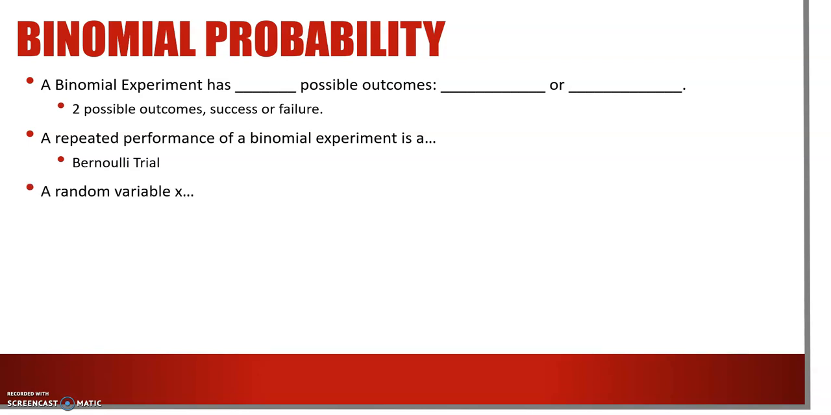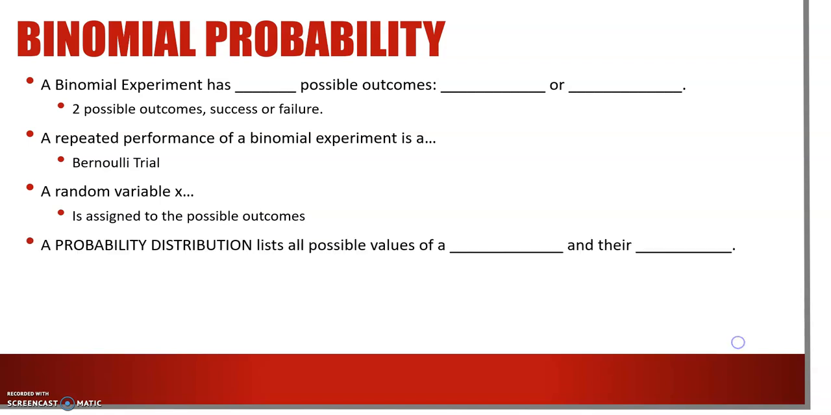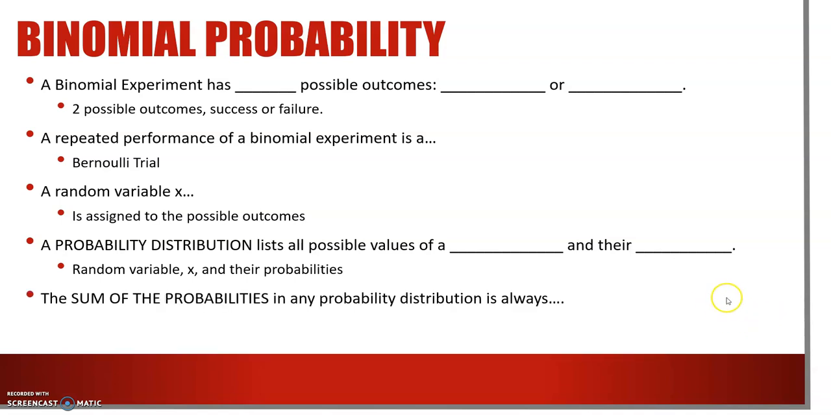A random variable x is assigned to the possible outcomes. A probability distribution lists all possible values of a random variable x and their probabilities. The sum of the probabilities in any probability distribution is always 1.